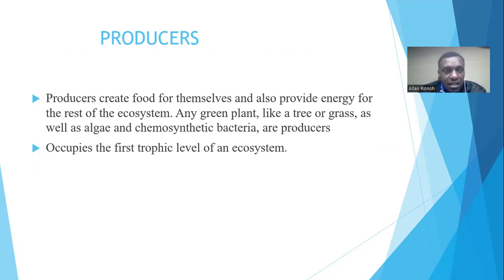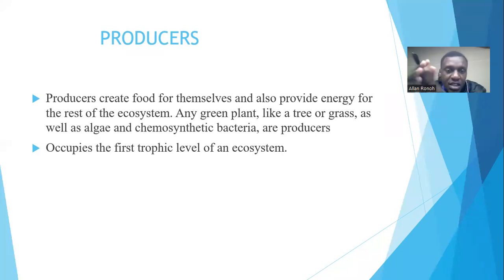Who can tell us about producers? Yes, sir. Gilbert, say something about producers. The producers, they create food for themselves. Okay. That is true. They also provide energy for the rest of the ecosystem. Any green plant like a tree or grass, as well as algae and chemosynthetic bacteria, are producers. These producers are known as this trophic level.